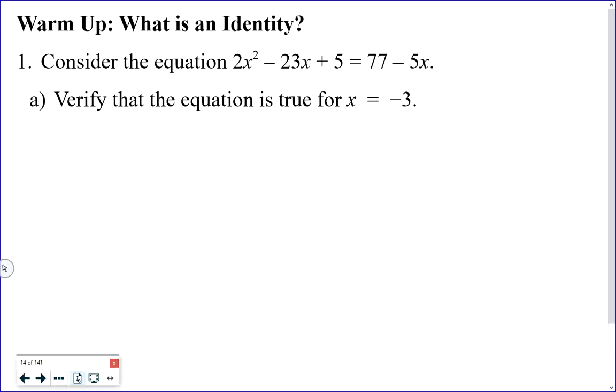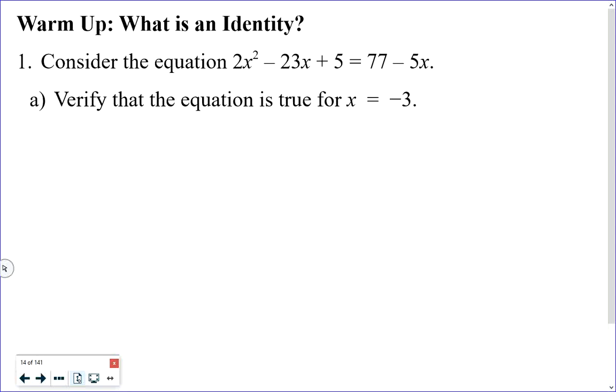Verify, equals 77 minus 5x. Is that an equation? Well, yeah, there's an equal sign. Anything with an equal sign is an equation. X equals 5 is an equation. 2 plus 3 equals 5 is an equation. Verify that this equation is true for x equals negative 3.